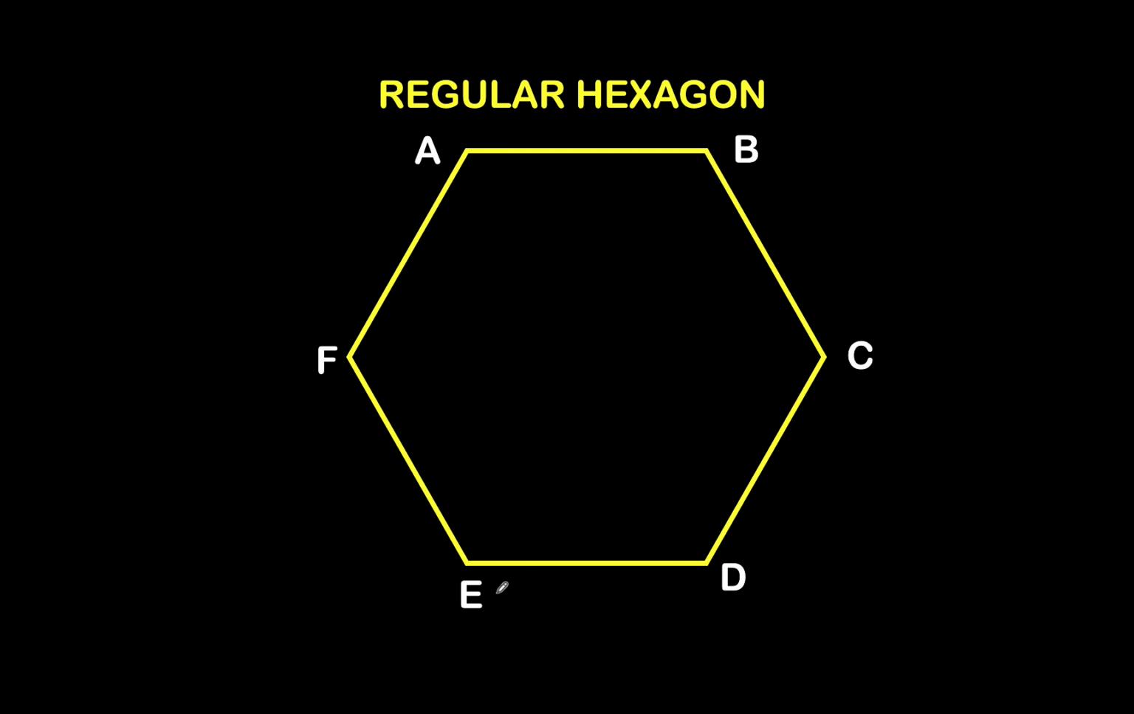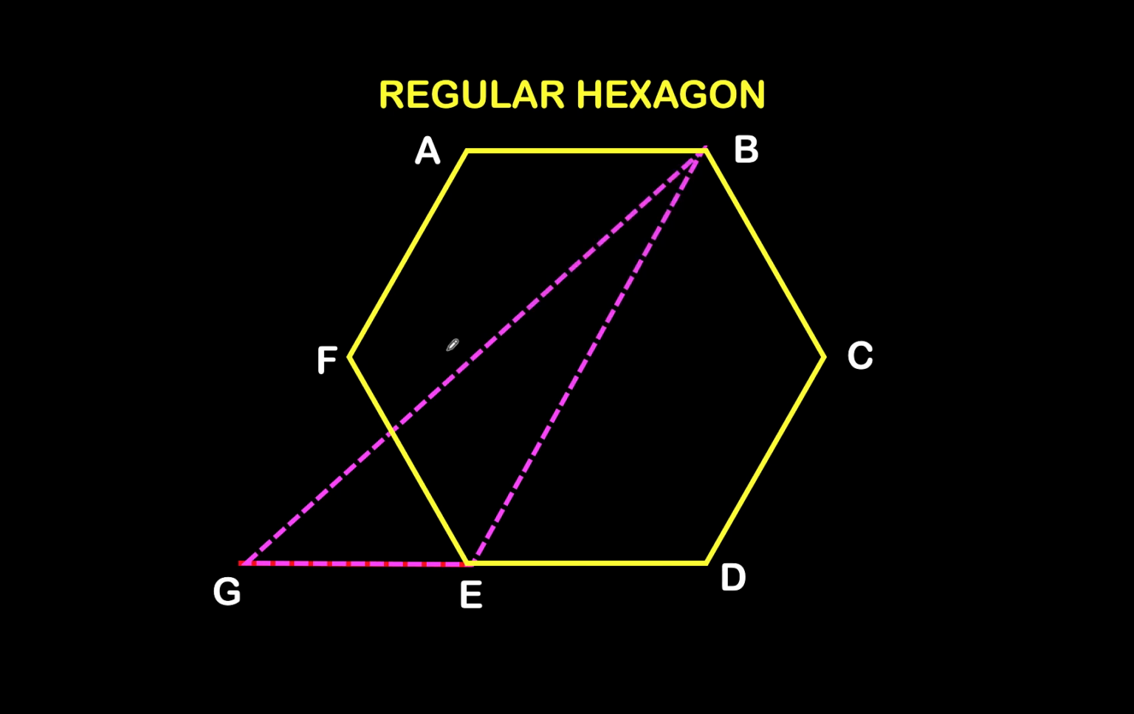Then let's extend side DE in the direction of E, and we form this red line segment GE. Then let's connect each of these 2 points, G and E, to this vertex B this way. And let's call the point of intersection here point H.